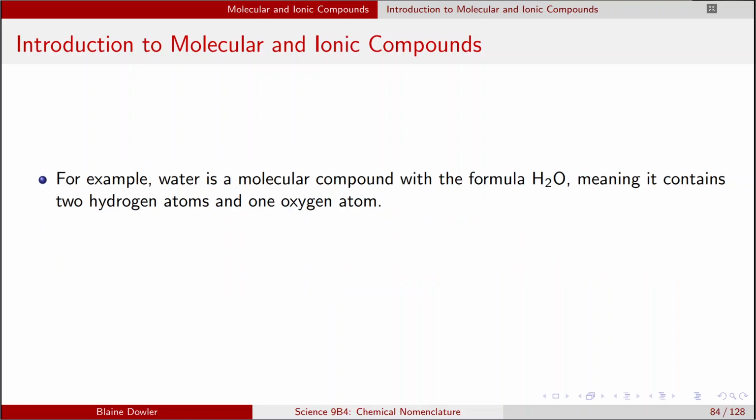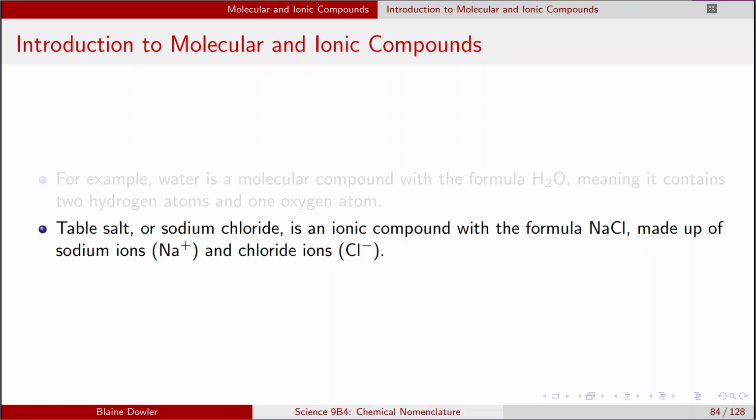For example, water is a molecular compound with the formula H2O, meaning it contains 2 hydrogen atoms and 1 oxygen atom. Table salt, or sodium chloride, is an ionic compound with the formula NaCl, made up of sodium ions, Na+, and chloride ions, Cl-.